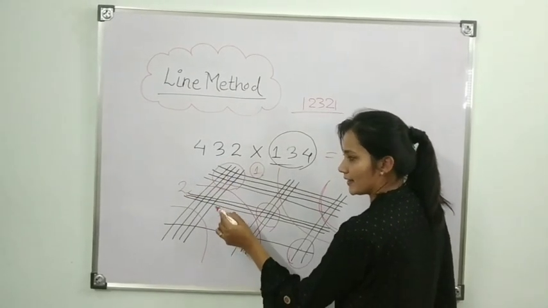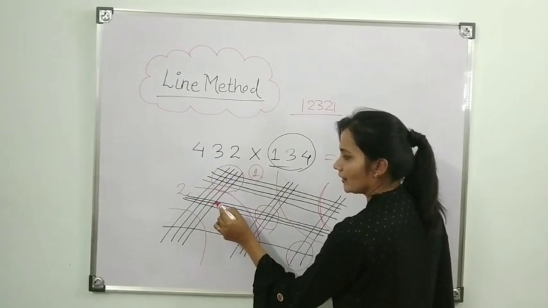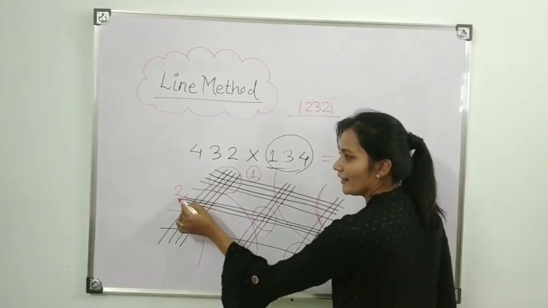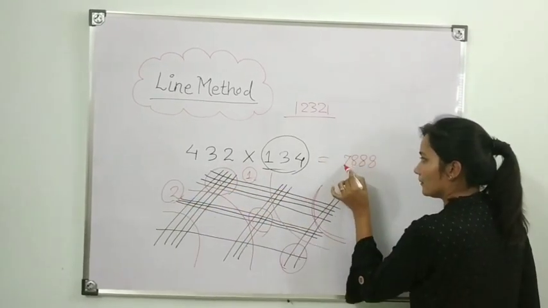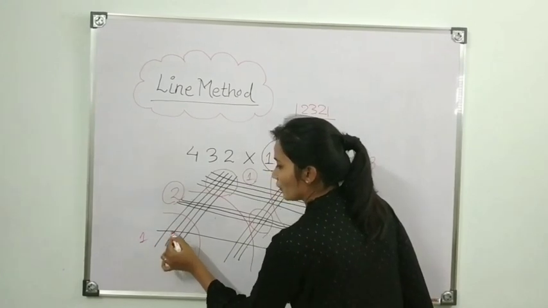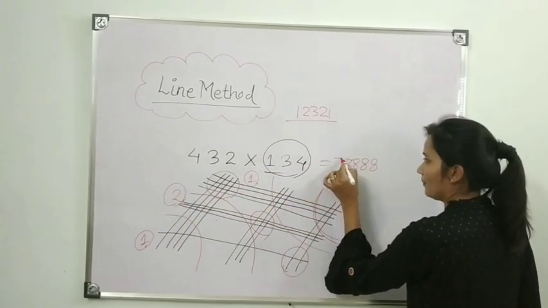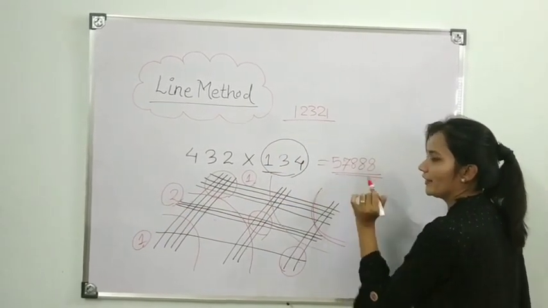Now you count this: 1, 2, 3, up to 15, and this 2 makes 17. And 1 here. So these 4 and 1, 5. And this is your final answer.